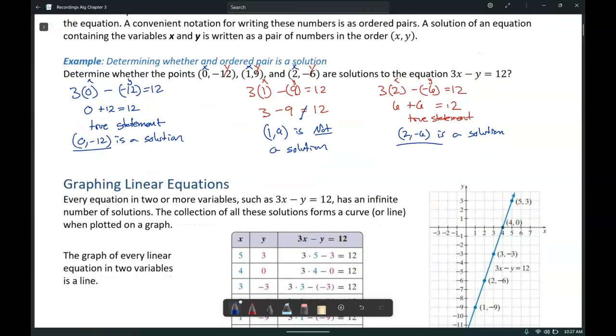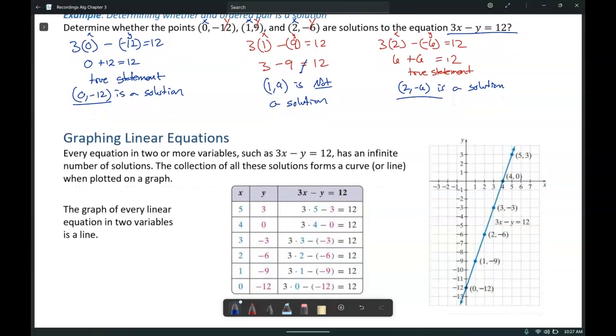And what that breaks down to is that each of these solutions, the points 0, negative 12, and 2, negative 6, are both going to be points or ordered pairs on the line that could be graphed by 3x minus y equals 12. And so down here we can see that that equation is graphed on the coordinate grid by using those 2 points, 0, negative 12, as well as the point 2, negative 6. And we can see several other points that are on that line. So all of these points are solutions, and since every line has an infinite number of points on it, every linear equation has an infinite number of solutions.